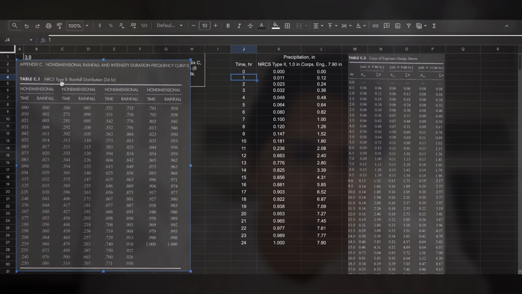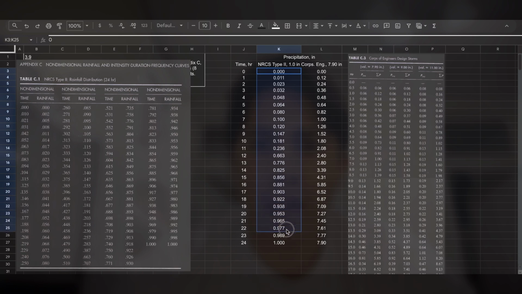And then for the NRCS type 2 distribution, I already selected which one will be the hour. In my case, the first hour will be 0.011. So 0.042 is the first hour, and then 0.023 inches of precipitation will be for the 0.083. So you need to find which value represents each hour here. But I already have it here, so you can just match them.